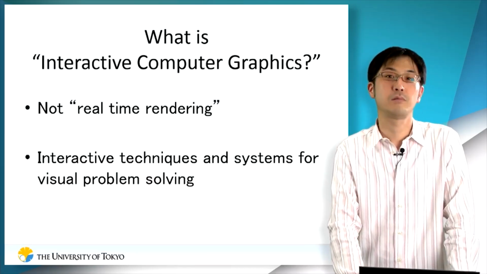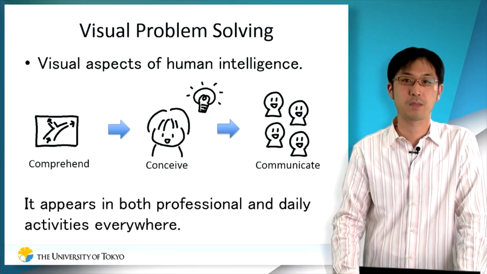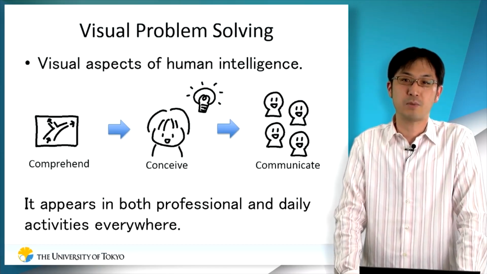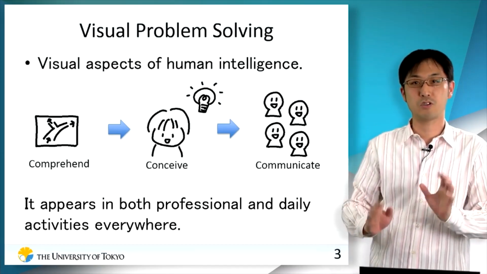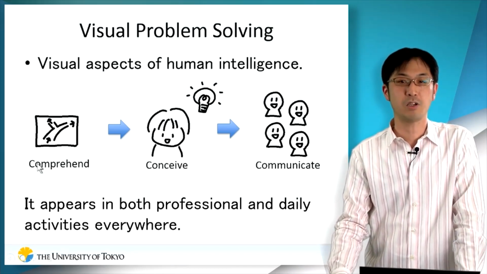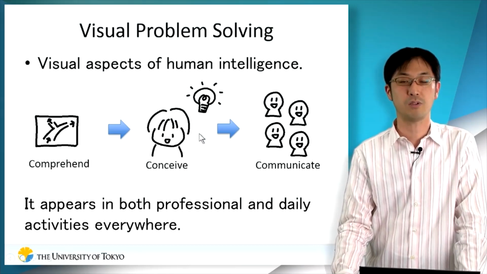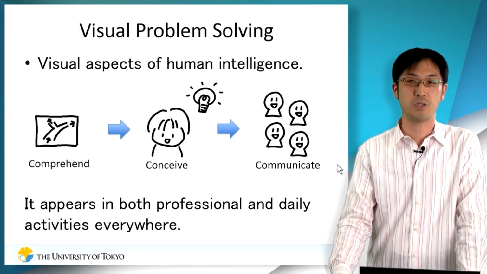So let me describe what we mean by visual problem solving. By visual problem solving, we mean all visual aspects of human intelligence. And I think visual problem solving consists of three parts. First, you have to understand incoming information. And then you have to come up with a solution to the problem. And then you have to communicate the idea to other people.